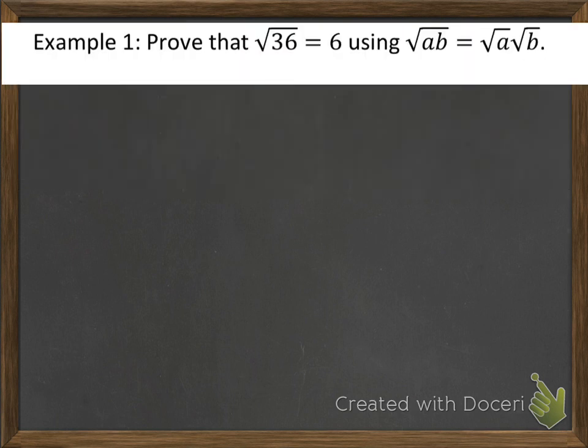Example 1. Prove that the square root of 36 is 6 using this property. So we can write the square root of 36 is equal to the square root of 6 times the square root of 6. We can do this because 36 is equal to 6 times 6. From here, we know that the square root of 6 times the square root of 6 is just 6.